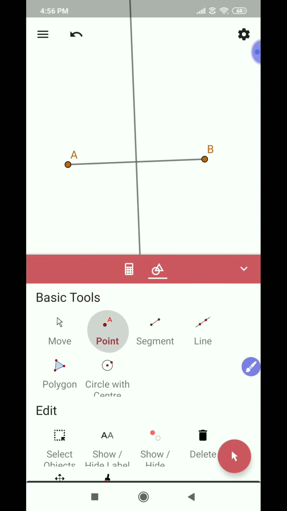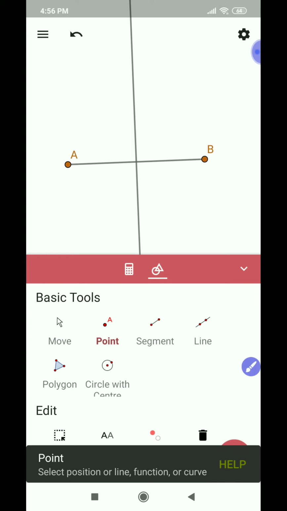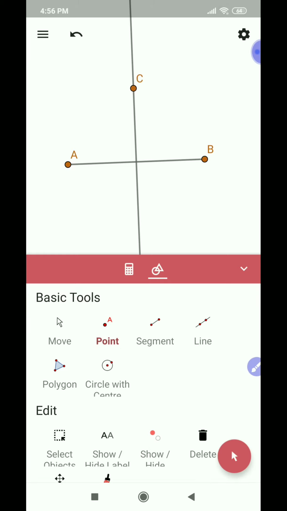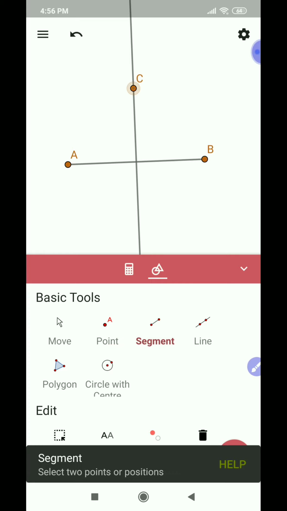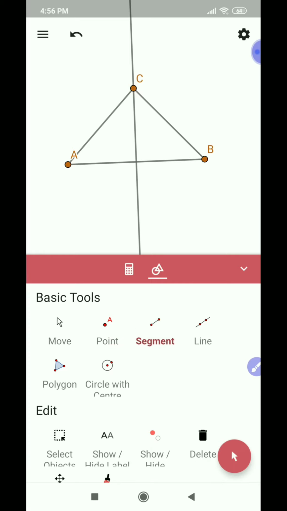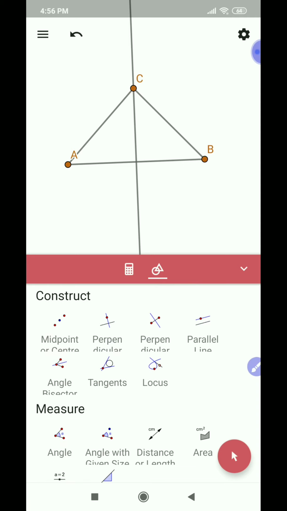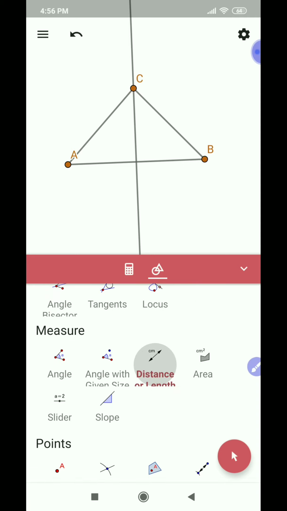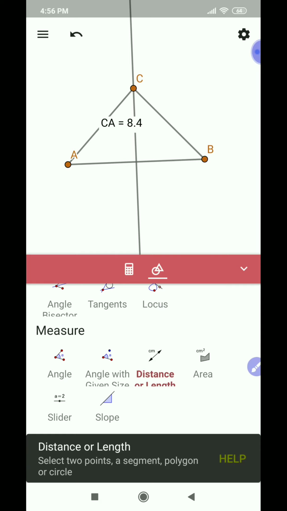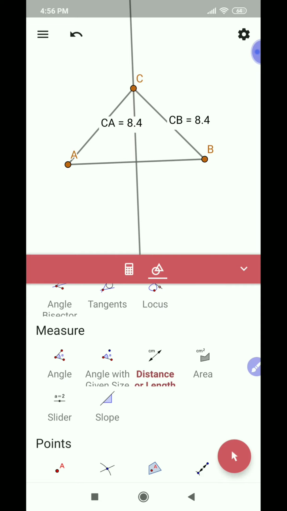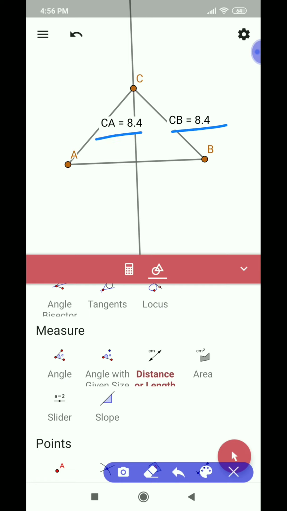Now take any point on the perpendicular bisector, say C. Now join CA and CB. Now measure the distance of CA and CB. What is your observation? Yes, you are right. Both are equal. That means if C is a point on the perpendicular bisector of AB, then CA equals CB.